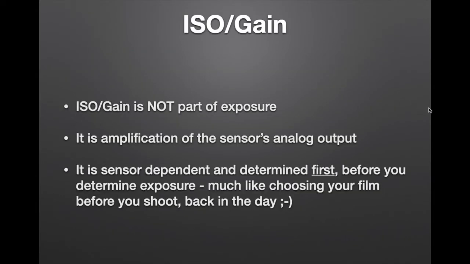Now the thing I wanted to point out here was that ISO and gain is not part of exposure. So this is something important to understand. ISO and gain are what you use to amplify the sensor's analog output. If you have a camera with an ISO 100, it's typically unamplified sensor output. If you have 200 ISO, you've got an amplifier of a gain of 2 there basically, where 100 is your native and 200 would be twice that.